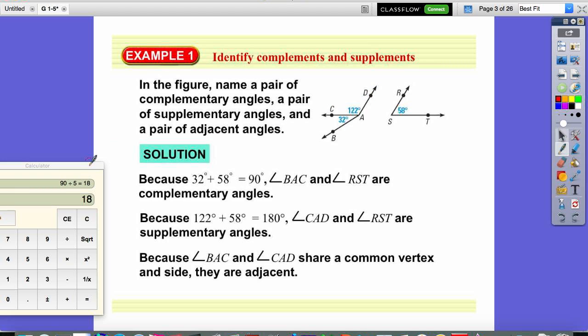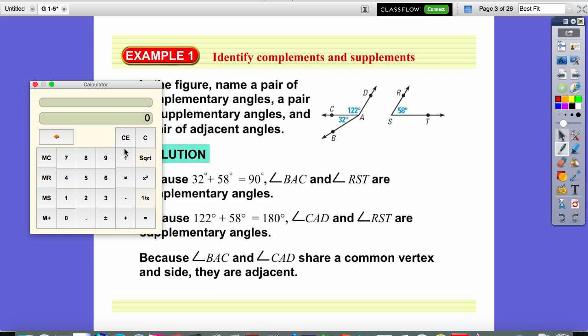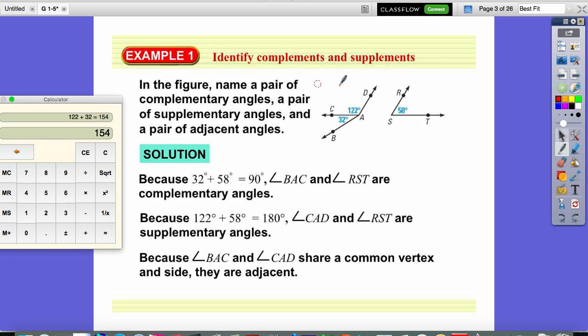So 122 plus 32 is 154. Those are adjacent, but they are not supplementary. 32 and 58 is 90, so CAB and RST are complementary, but they are not adjacent. And 122 plus 58 is 180, supplementary, but not adjacent. The only adjacent ones are DAC and CAB because they share a common vertex.